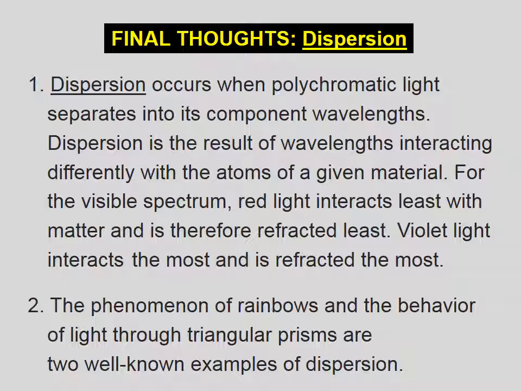Dispersion occurs when polychromatic light separates into its component wavelengths. Dispersion is the result of wavelengths interacting differently with the atoms of a given material. For the visible spectrum, red light interacts least with matter and is therefore refracted least. Violet light interacts the most and is refracted the most. The phenomenon of rainbows and the behavior of light through triangular prisms are two well-known examples of dispersion.